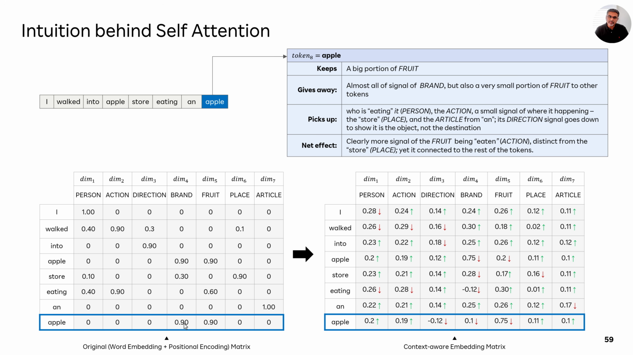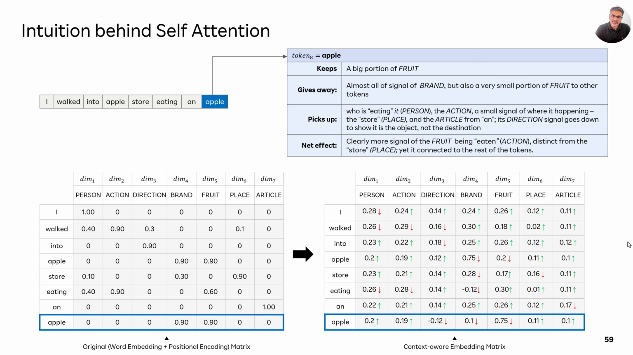But you also want to pick up a little bit of action because somebody is eating it. So you want to pick that up. You want to pick up a little bit of the person feature from other words. I is eating it, and so on. So the net effect of something like this is you're essentially keeping most of the signal of fruit, giving away most of your signal of brand to the other words, and pulling in other feature values from the other things. So now what you've done is that you've started off with an original embedding matrix like this, and now you've converted that into a context-aware matrix like this. Now, when you look at something like this, I can say that, okay, each of these words have now blended in the feature values of the other words so that I actually now contextually know what's really happening here.